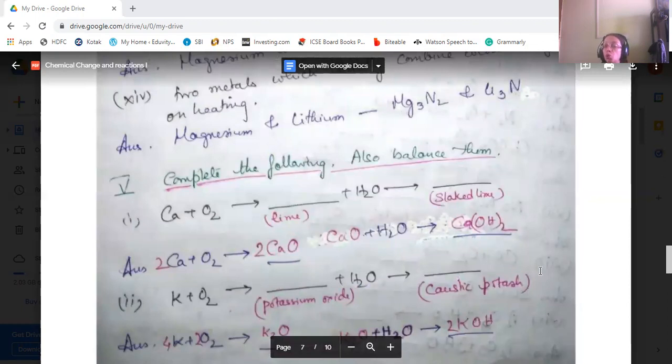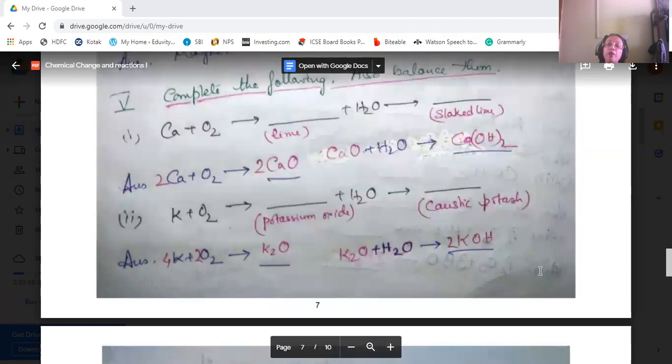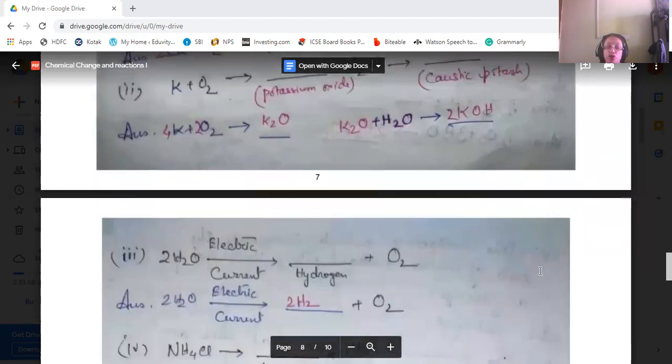Ca plus O2 gives lime and water. It gives lime, and this lime combines with water to form slaked lime. So 2Ca plus O2 gives 2CaO, and CaO combines with water to form Ca(OH)2. K plus O2 forms potassium oxide: 4K plus O2 gives 2K2O, that's potassium oxide. Then this potassium oxide reacts with water to form KOH, caustic potash, 2KOH.